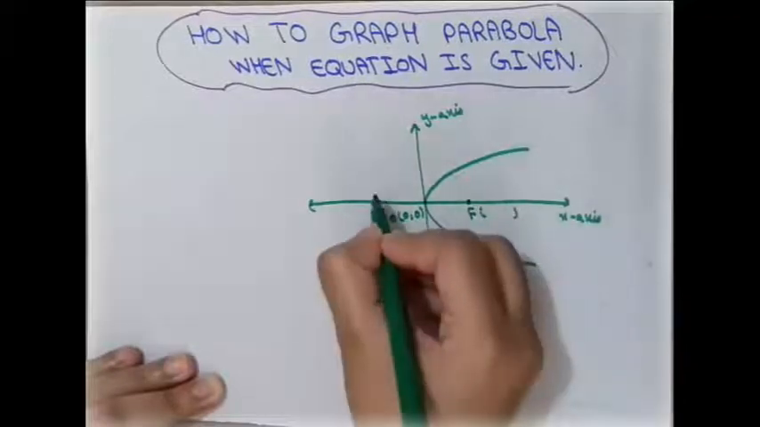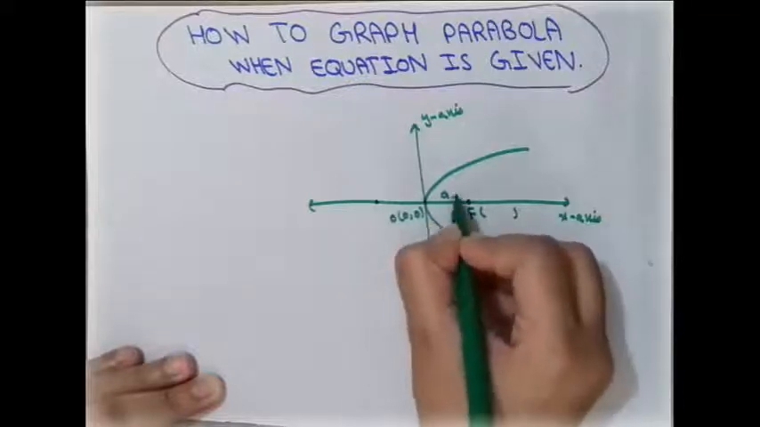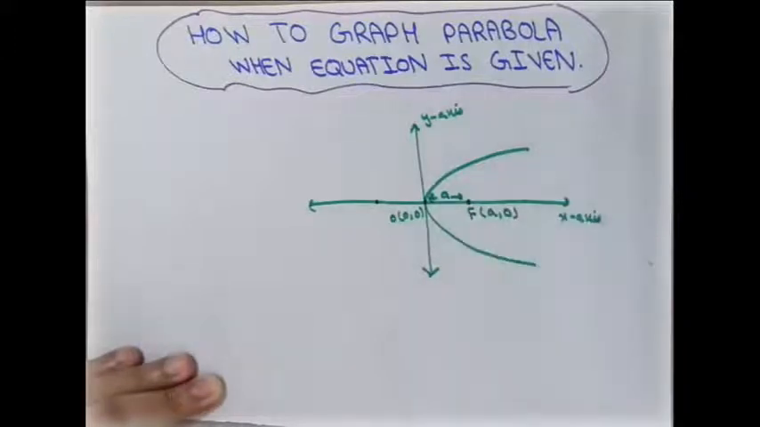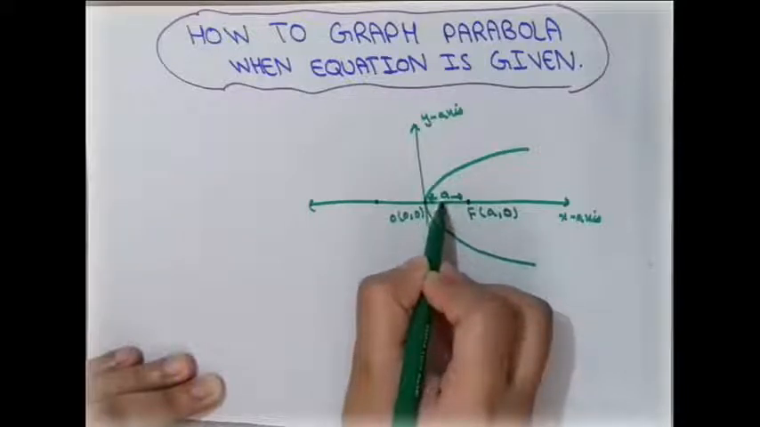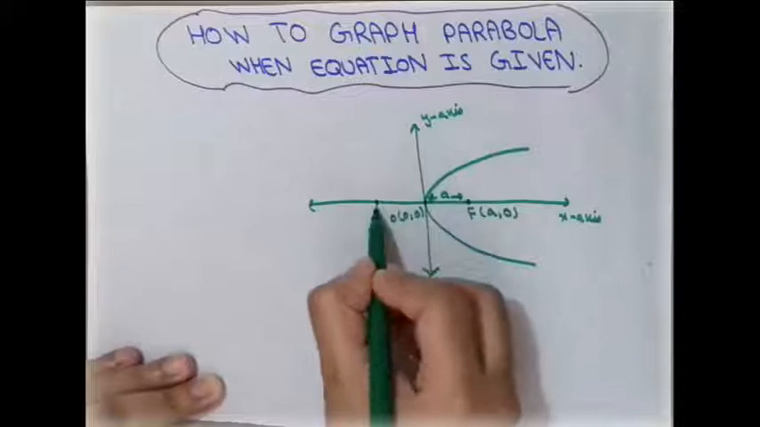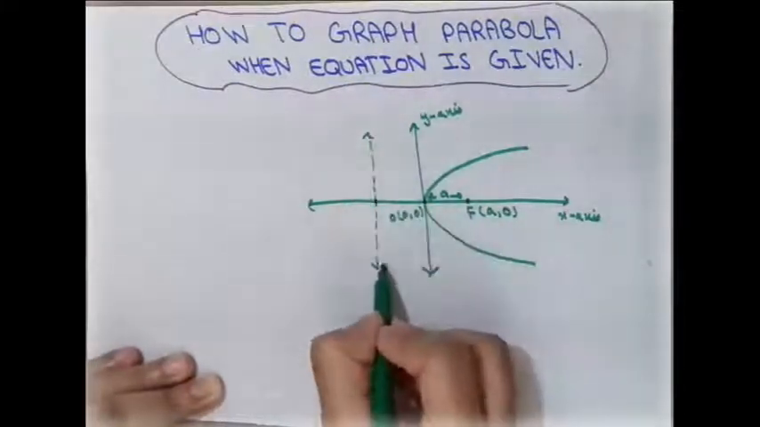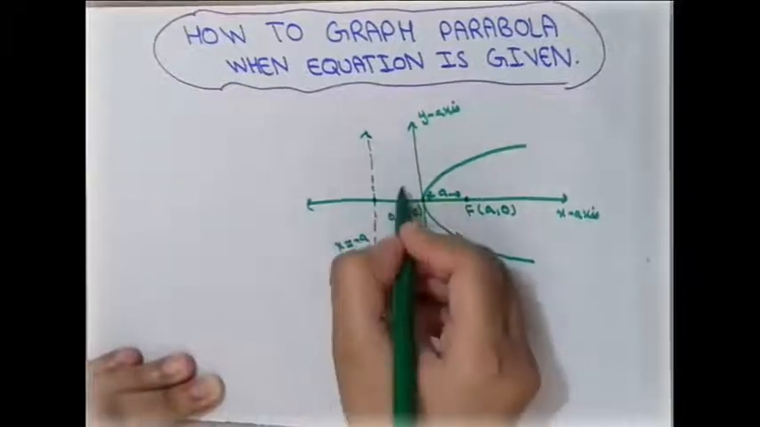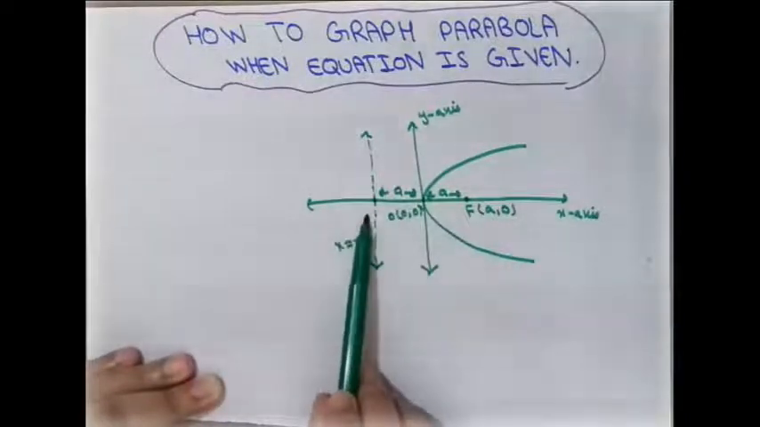This is the focus, and if this length is a, then the coordinate of the focus is (a, 0), and the distance between the vertex and focus is the same as the distance between the vertex and the directrix line. So this is the directrix line, which equals minus a; the magnitude is the same but it is on the opposite side of the axis.